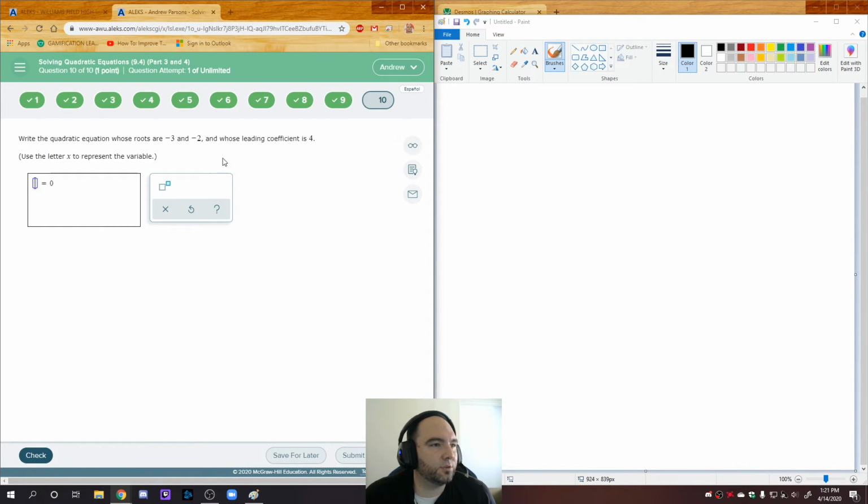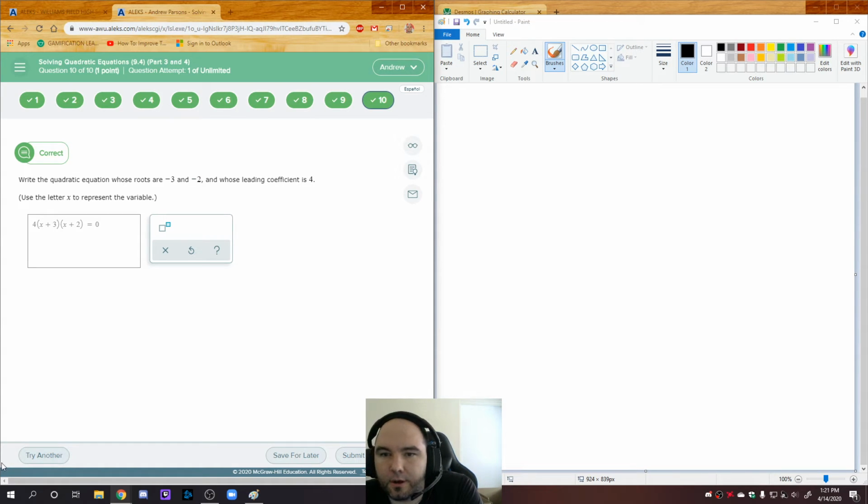So same situation here. The leading coefficient is 4. Okay, so 4. The roots are -3, so x + 3. Make sure you write the opposite. x + 2. Awesome. All right, that's it. We did it.